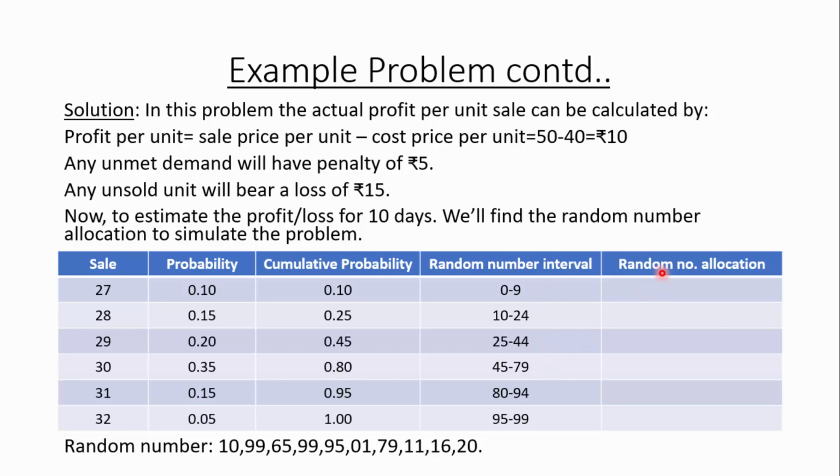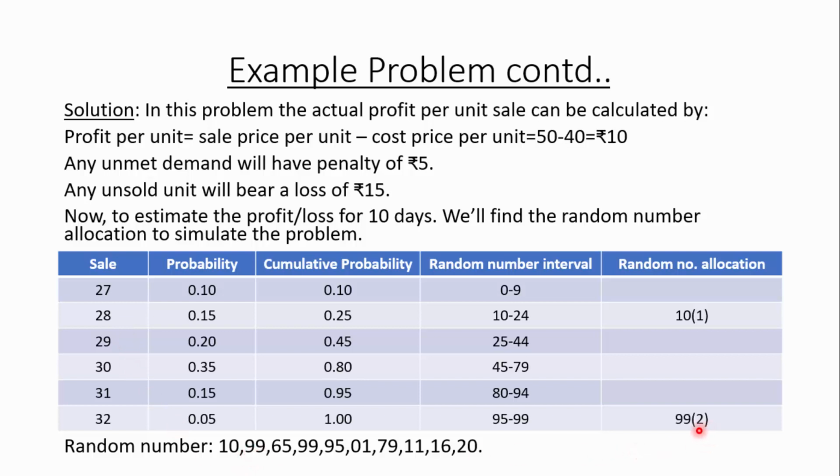Now to find the random number allocation, we need to see the random numbers that are given in the problem. So these are the random numbers given in the problem. So we will go from first. The first random number is 10. So we will see which random number interval 10 lies in. So 10 lies between 10 to 24. So we can see that for the first day the random number is 10. It lies between 10 to 24, and this suggests that it has the sale or the potential sale of 28 items. Similarly the next random number is 99.